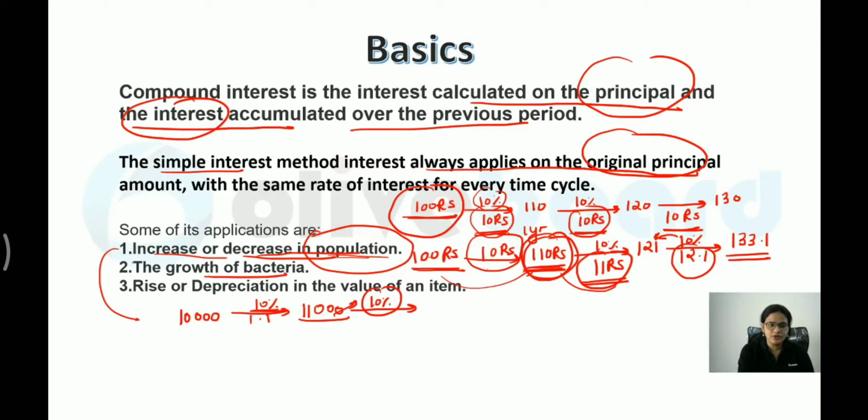So they will give you the original population of bacteria as 1 million. What would be the population after this? The growth rate would be provided. So again we have to use the same concept of compound interest, and it is also used in the rise or depreciation of the value of an item. So we'll learn it through the examples.